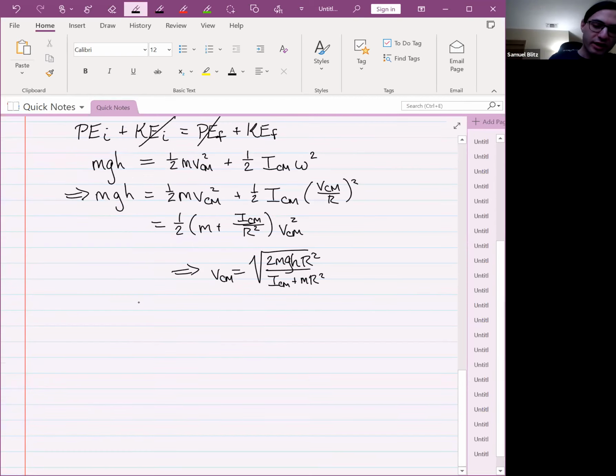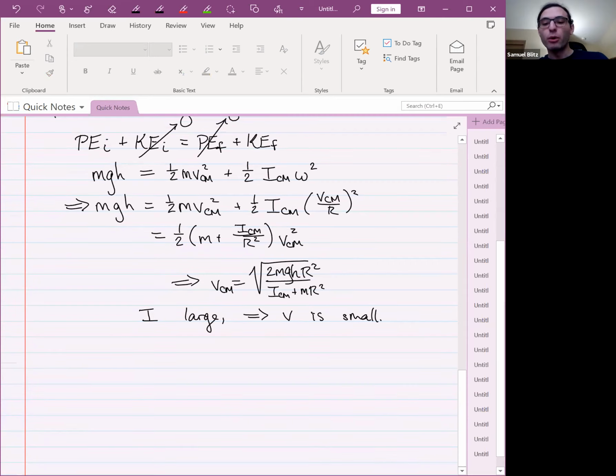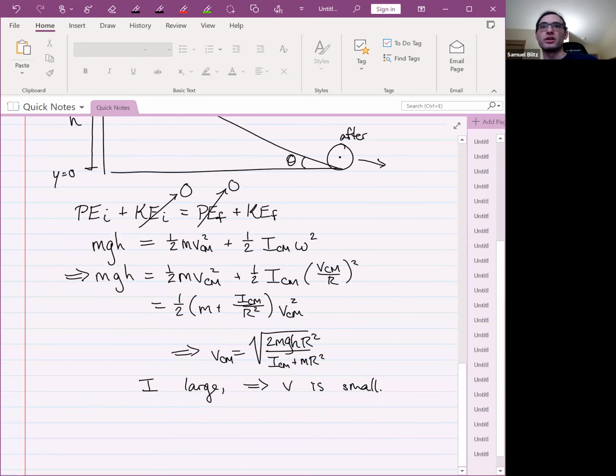So if I is large, then v is small. And so there's less translational kinetic energy, or the proportion of the total energy that is translational kinetic energy is smaller. More of it goes to the rotational kinetic energy. That's precisely what's happening here, Lucas. More of the potential energy is being stored in the rotation of the cylinder than in the translational motion of the cylinder.